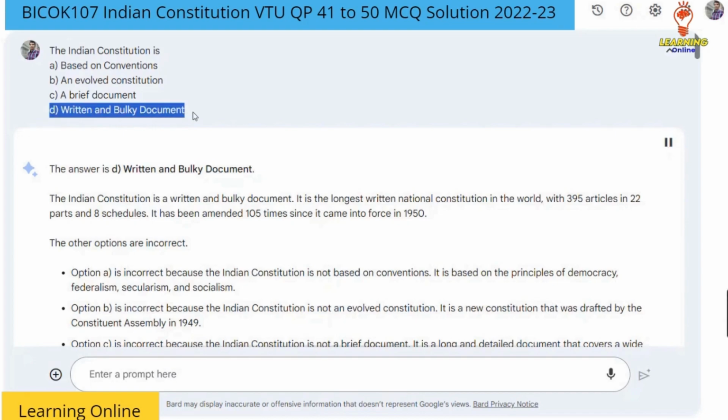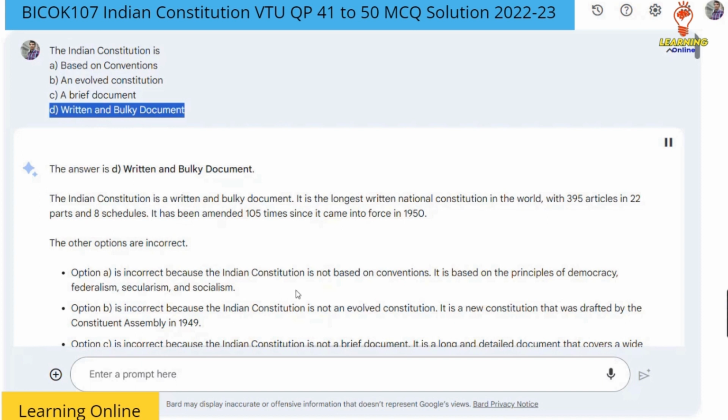The answer is D. Written and bulky document. The Indian Constitution is a written and bulky document. It is the longest written national constitution in the world, with 395 articles in 22 parts and 8 schedules. It has been amended 105 times since it came into force in 1950.